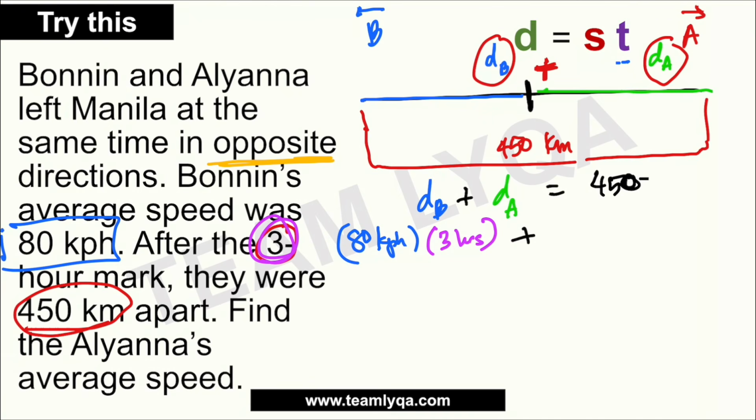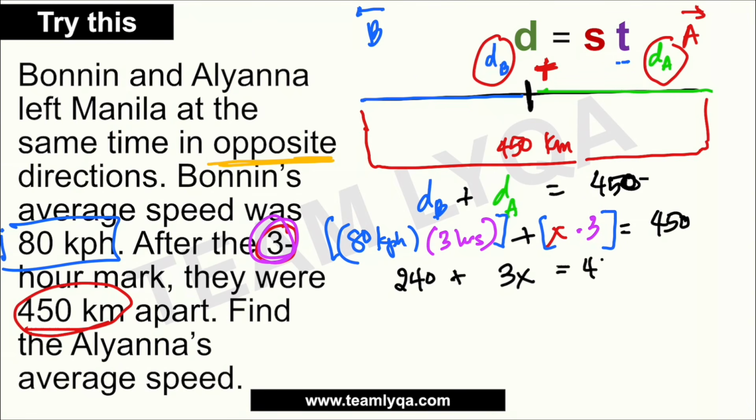Now, yung kay Aliana, hindi natin alam kung ano yung speed niya, yun ang magiging x natin. Pero alam natin na kung sabay silang umalis at nakatatlong oras si Bonin, 3 oras din si Aliana. So, ito, times 3 ko naman siya dyan. Tapos, ito na yung ating working equation, pwede na natin i-solve. So, 80 times 3 is 240 plus x times 3 which is 3x. Now, bakit ganun yung pagkakasolve ko? Kasi again, may PEMDAS tayo which means uunahin natin yung mga multiplication bago yung addition. Okay? So, tutuloy lang natin.